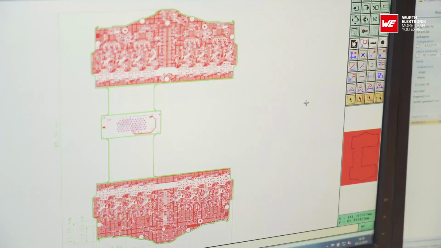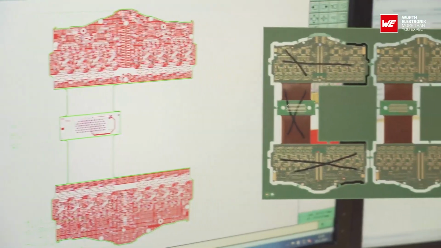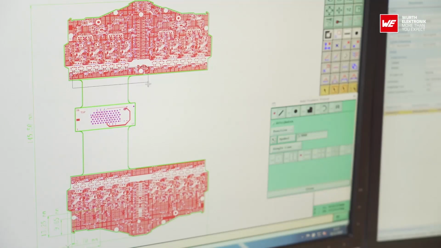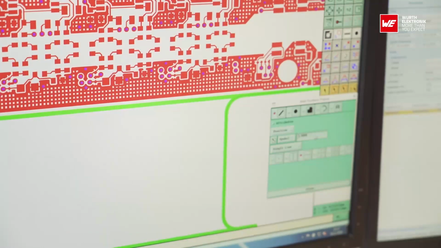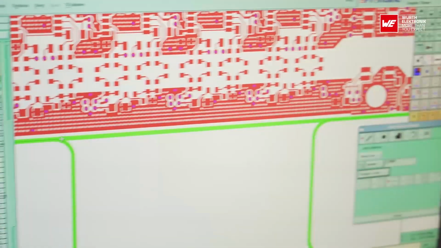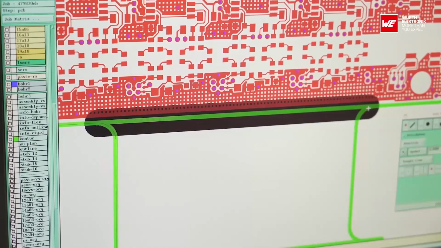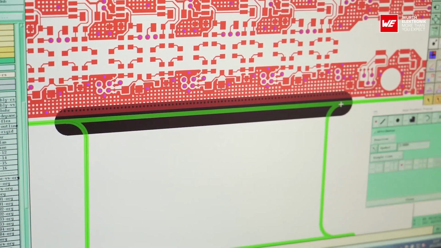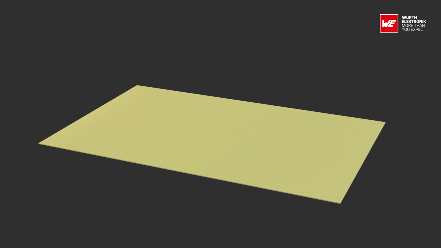First of all, of course, you have to think about how the circuit board should look. Where to put holes and where not to put holes. Where you need conductors. And where not. This is done on the computer. With this data, the machines know how the circuit boards should look. Like this circuit board here, for example.